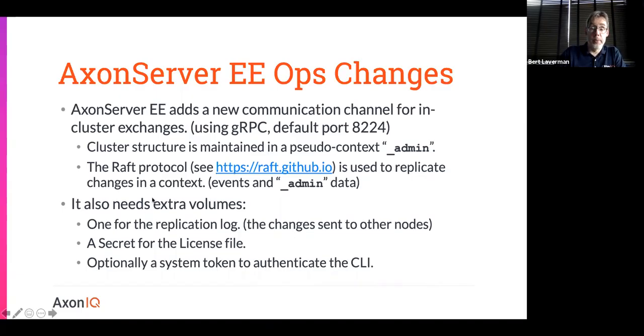So here we have the URL to the Raft protocol, if you're interested. Because we distribute the data, we also need an extra volume for the replication log, the changes that are still being sent to other nodes. Data in the replication log will eventually be stored in the event store as soon as the information is confirmed by at least half of the nodes. Another change that we need to take care of is the license file. So we need to create a secret for that. And of course, a system token if we're going to enable access control.